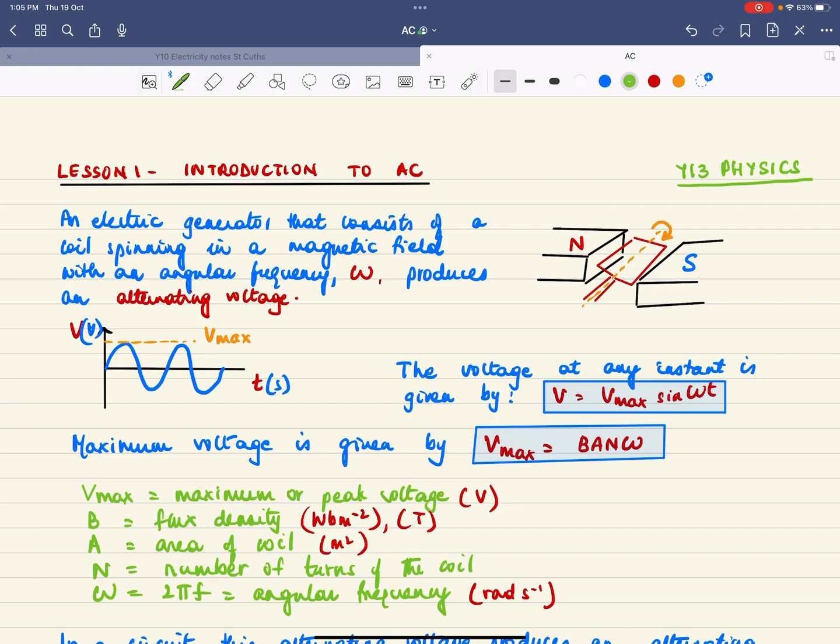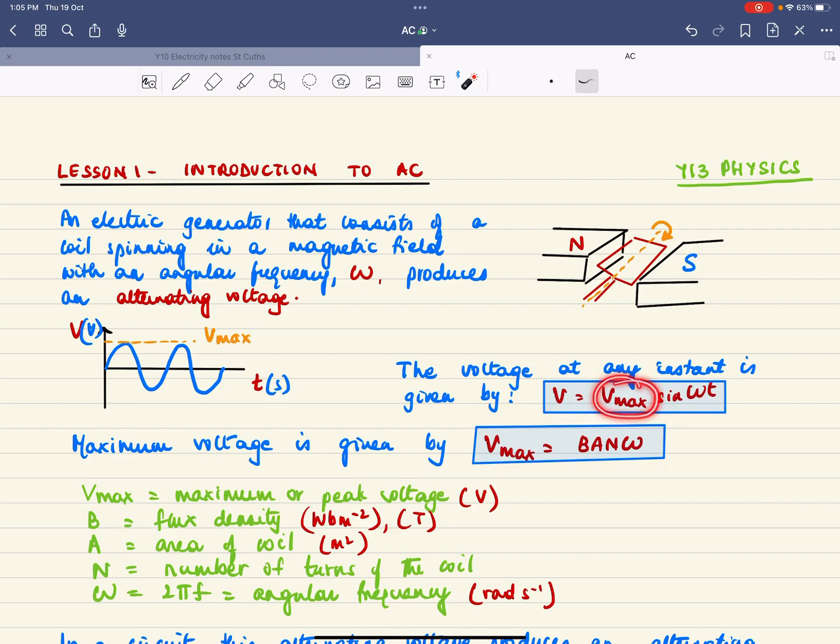An electric generator consists of a coil that is spinning in a magnetic field with an angular frequency omega, and it produces an alternating voltage. You would have done this in your electromagnetism chapter. If you draw a graph of voltage against time, you get a sine curve, and the maximum voltage, the peaks, is called V peak or V max. The voltage at any instant is given by V equals V max sine omega t.